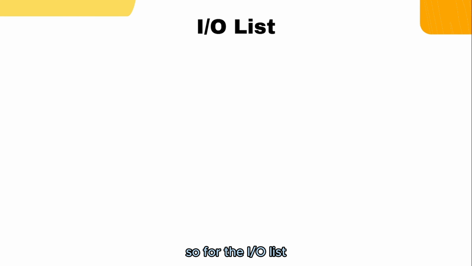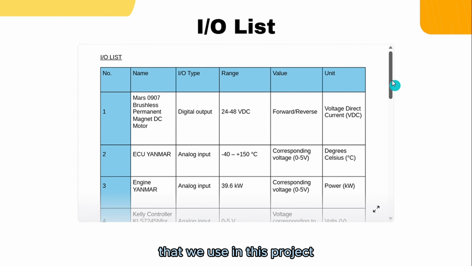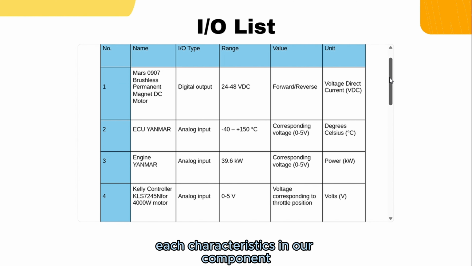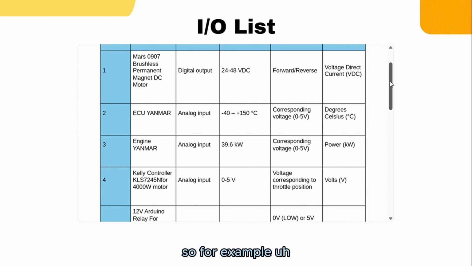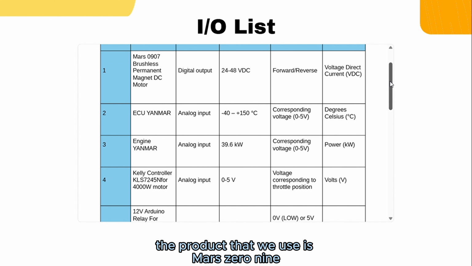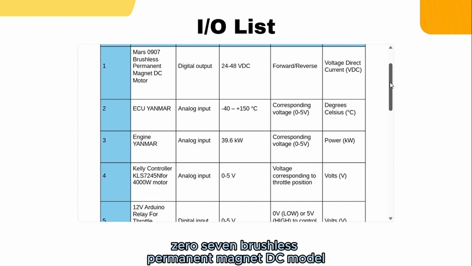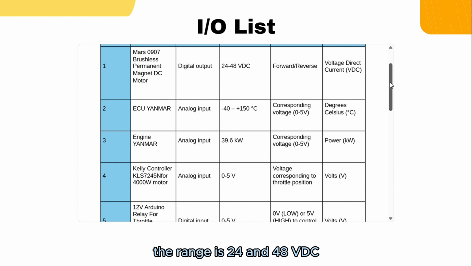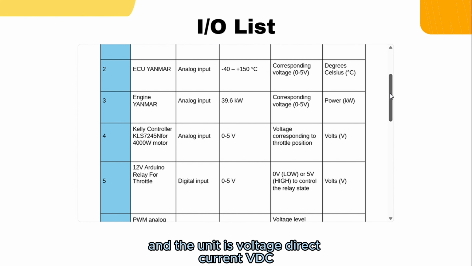So the I/O list is where we list all the components that we use in this project. We categorize each characteristic of our components, which is the I/O type, range, value, and unit. For example, the product that we use is the Mars 0907 brushless permanent magnet DC motor. The I/O type is digital output. The range is 24 until 48 VDC. The value is forward, reverse, and the unit is voltage direct current, VDC.